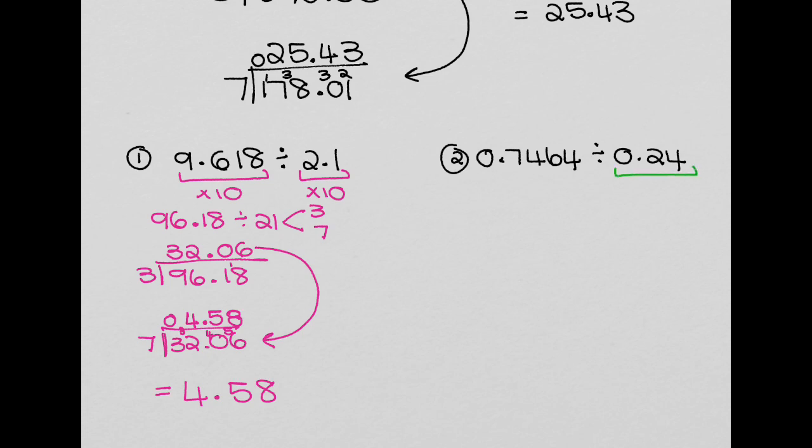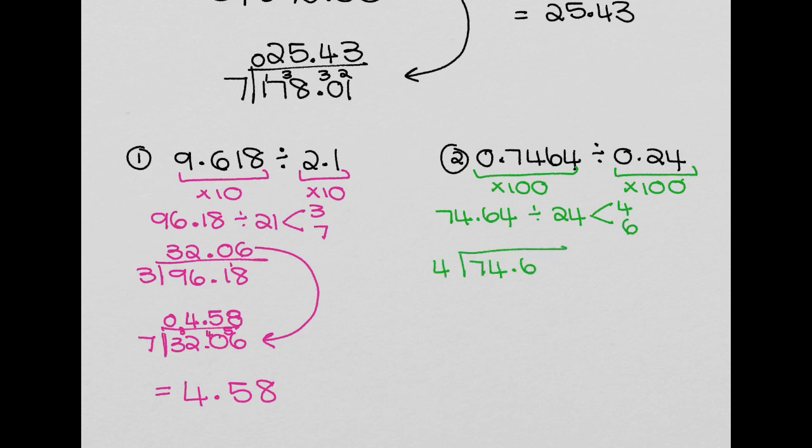Okay, let's look at the next one. This time, if I want to make that 24 and not 0.24, I'm going to times it by 100, which means that this one you are also going to times by 100. So you've got 74.64 divided by 24. I personally am splitting this one up into 4 and 6. And I'm going to divide by the 4 first. So I'm going to say 4 into 74.64.